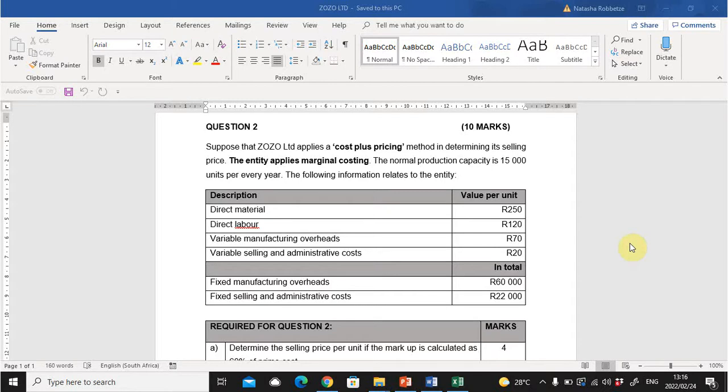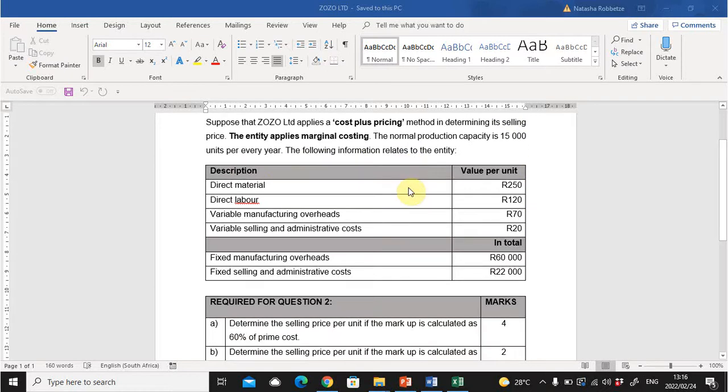This question is called Zozo Limited. I want us to read together. The question reads, suppose that Zozo Limited applies a cost plus pricing method in determining its selling price. The entity applies marginal costing. The normal production capacity is 15,000 units per year, and the following information relates to the entity.